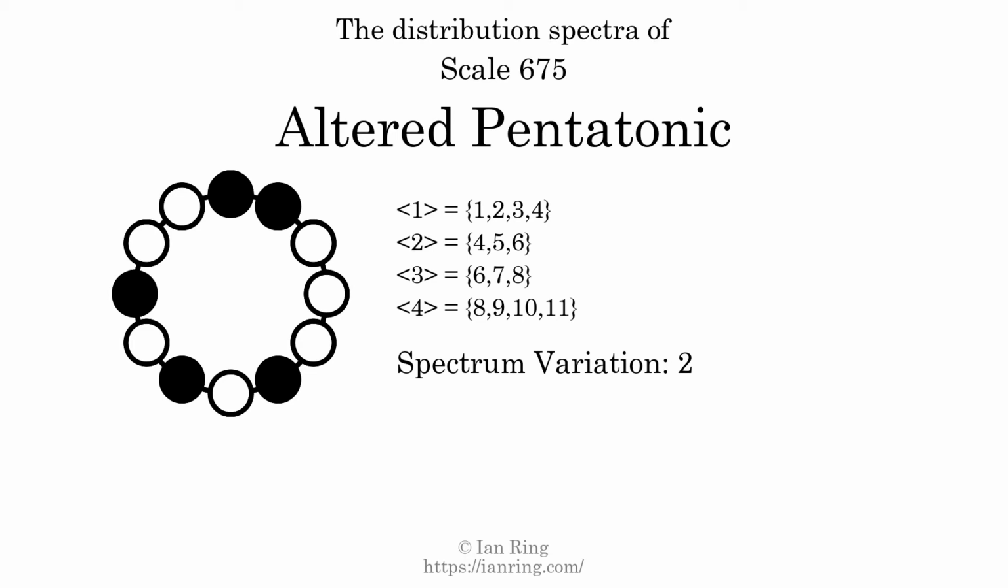divided by the number of tones. The spectrum variation of this scale is 2. Since the variation is greater than 0, this indicates that the scale is not perfectly even. The highest spectrum width is 3. Since this is greater than 1, we know that this scale is not maximally even.